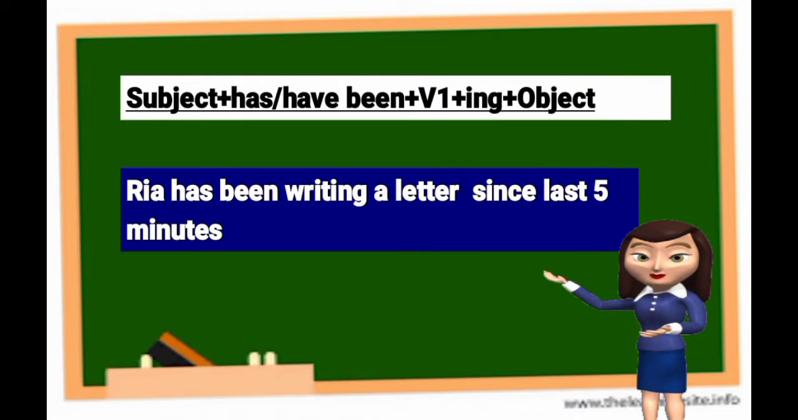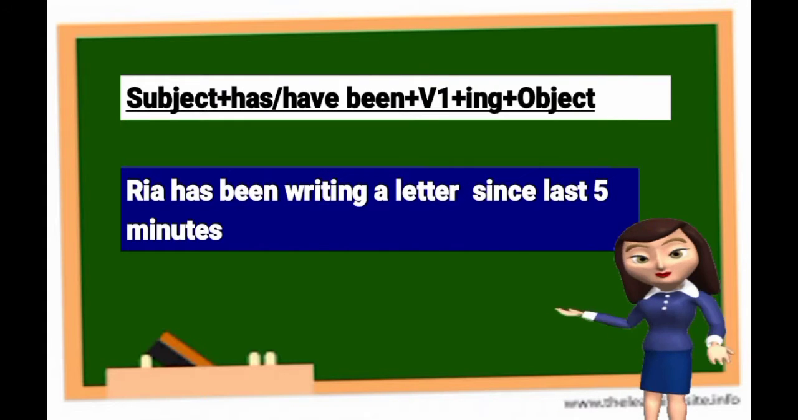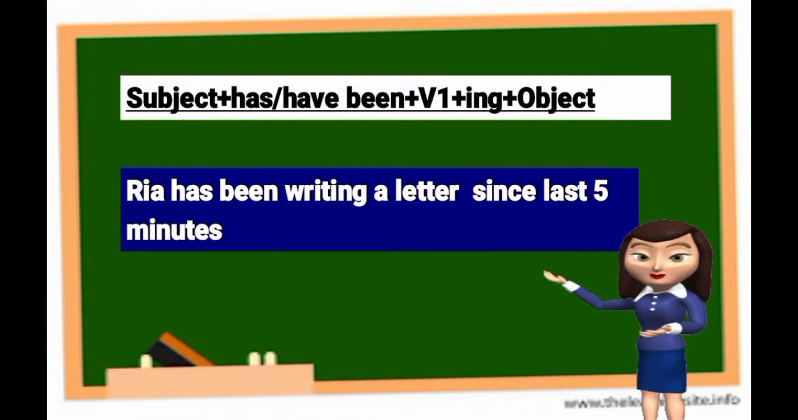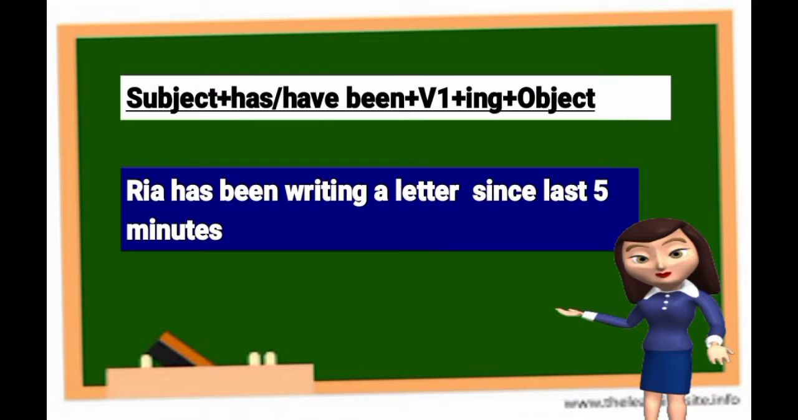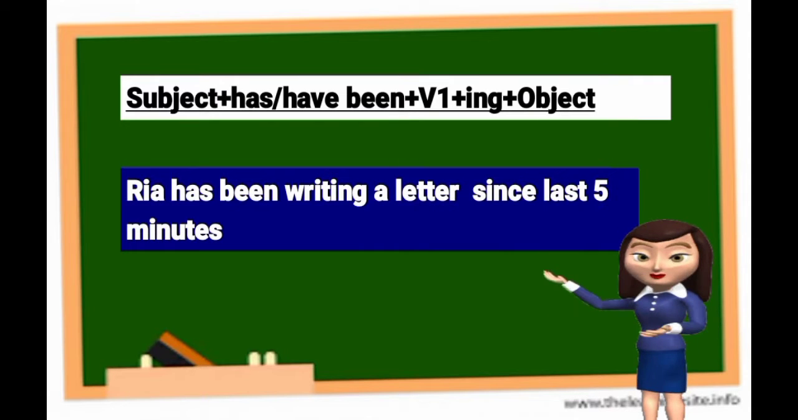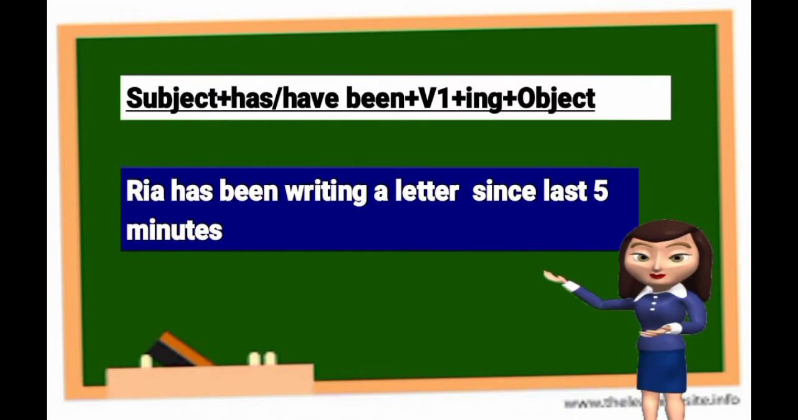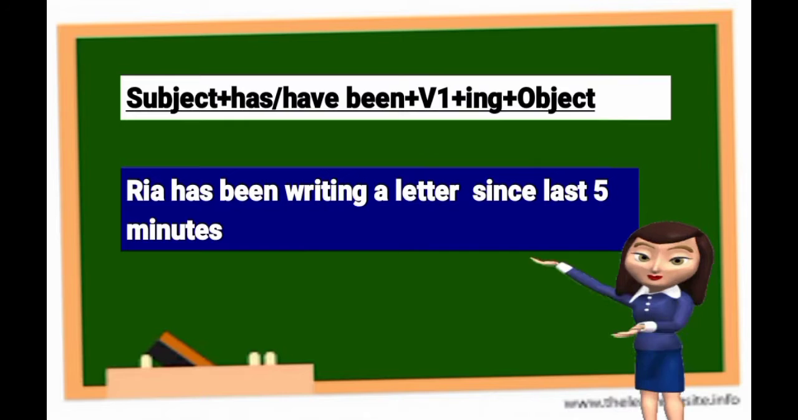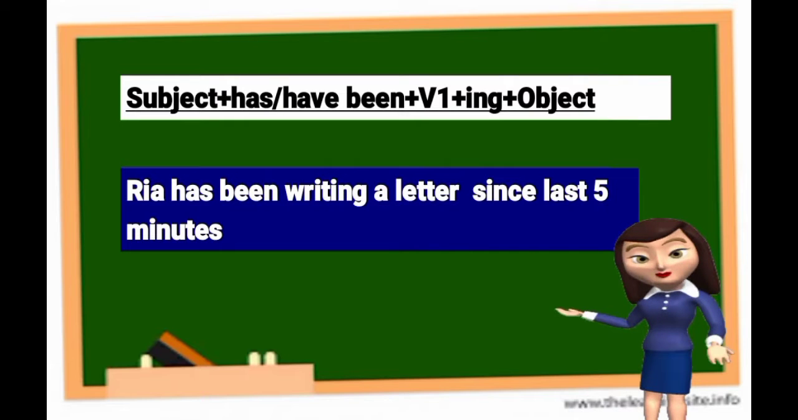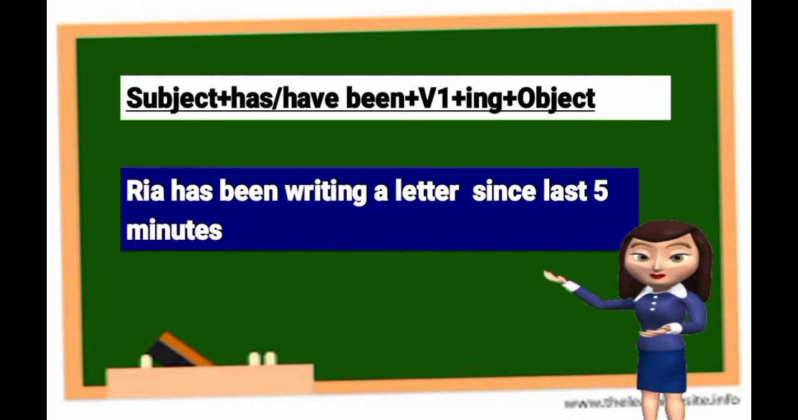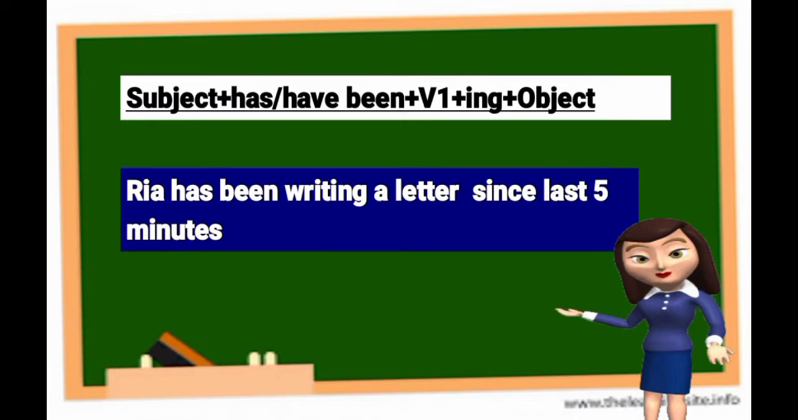So, why do we use has been, not have been? Because our subject is one. Ria is only one. So, once our subject is singular, the verb indicating action, or the helping verb, is also singular. So once our subject is singular, dapat ang kasunod pod ang atong gamiton is singular.